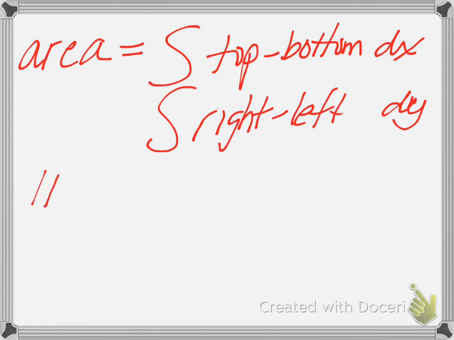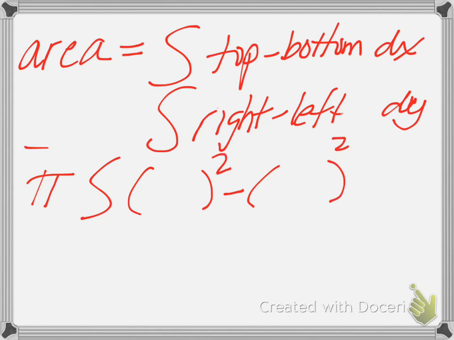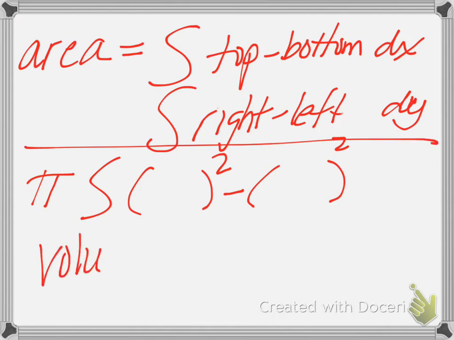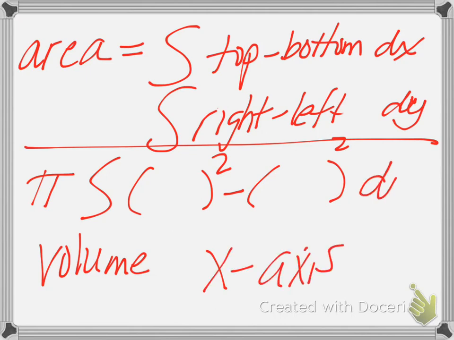When we use the formula with the pi, and then we have two functions being subtracted, and they're squared, that's for volume. Okay, so these are for area, and now these would be for volume. So if volume, you have to know how it's rotating. If it's rotating over the x-axis, then it has to be a dx. Everything's in terms of dx, and it would just be the top squared minus the bottom squared. If you were going to do the volume around the y-axis, then you would do the right squared minus the left squared, and then of course it's in the form dy.